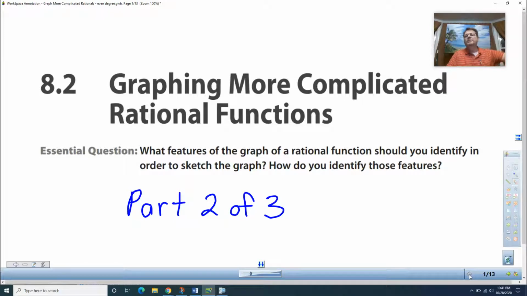Hi, guys. It's Mr. T here, and welcome back to Graphing More Complicated Rational Functions. This is part two, okay? And graphing rational functions, you said, what's a rational function and how did that happen? Well, I'm glad you asked.